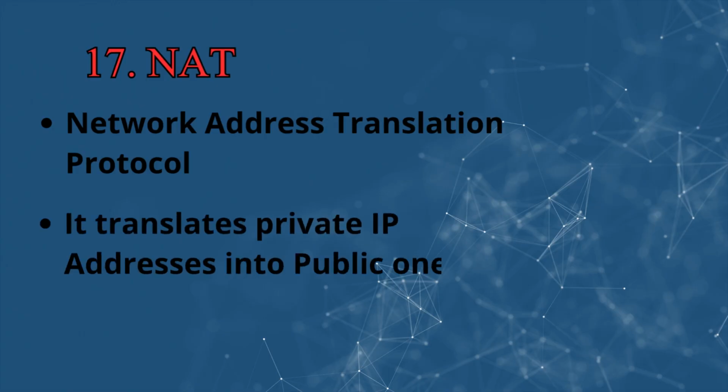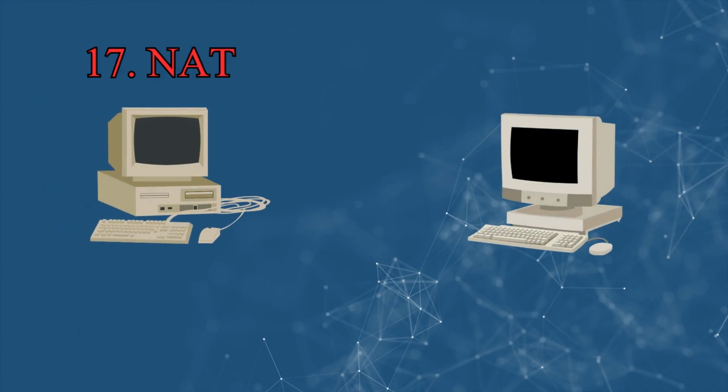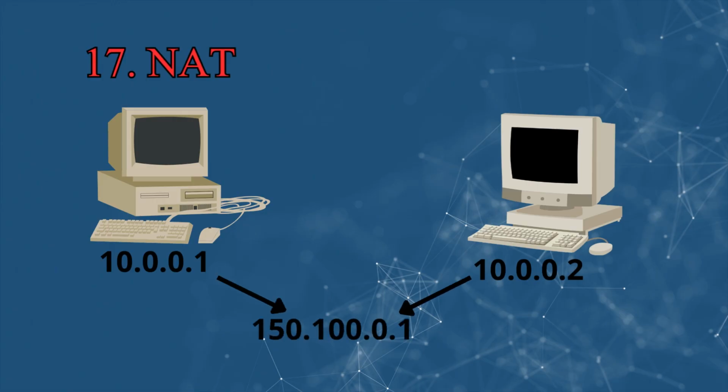What it does is translate private IP addresses into public IP addresses so that they can be routed on the internet. So let's say you have two computers on your local private network, and one of them has the IP address 10.0.0.1 and the other has 10.0.0.2. These are two private IP addresses, but when you want to access the internet, you need to use a public IP address. So both of these private IP addresses will be translated into one public IP address, let's say 150.100.0.1 or whatever address has been assigned to you by the Internet Service Provider.